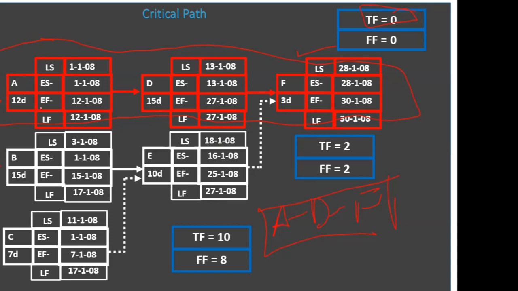Now, how? If you check this ADF, the duration is 12 plus 15 plus 3, 30 days. Now check this B, E, F. 15 days, 10 days, 25, and this 3, 28. Now check this C, E, and F. 7 plus 10 plus 3, 20 days. Which is the longest one? ADF, the critical path. Getting it?